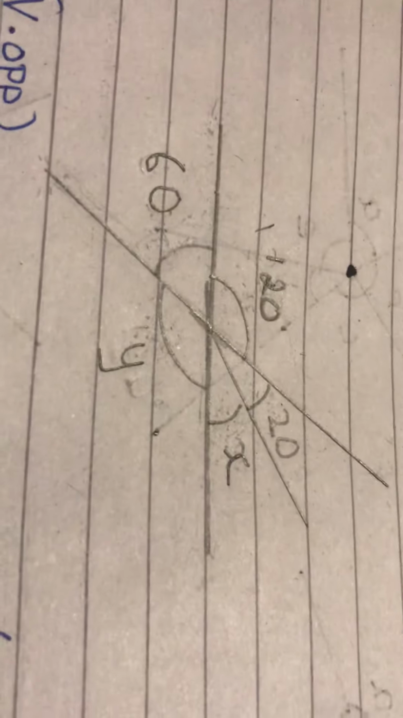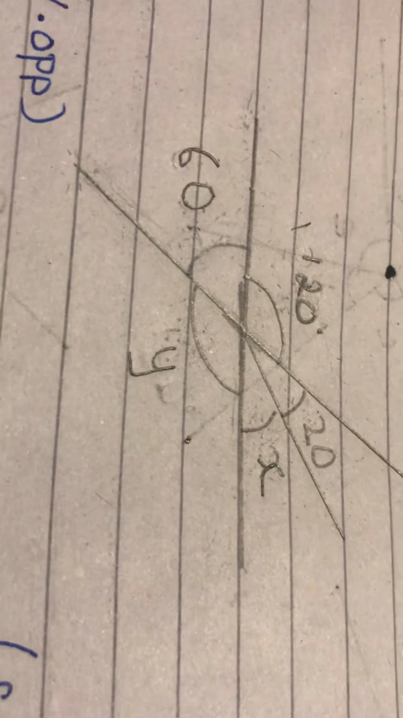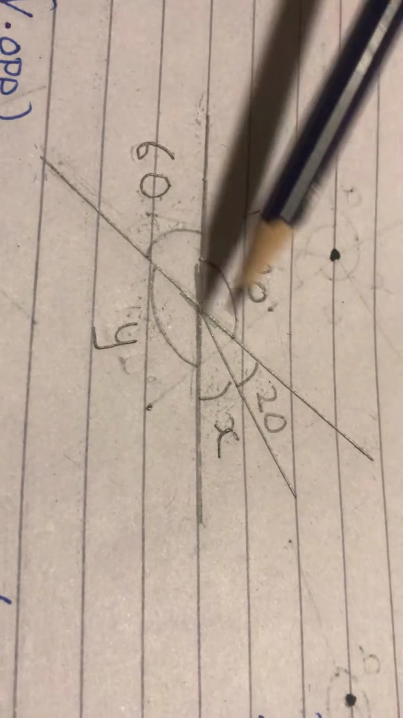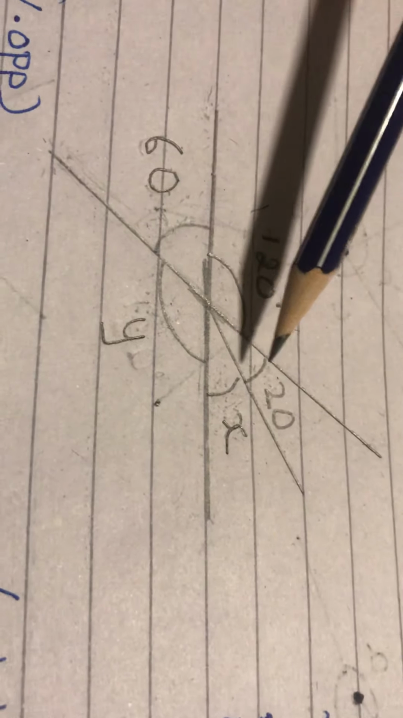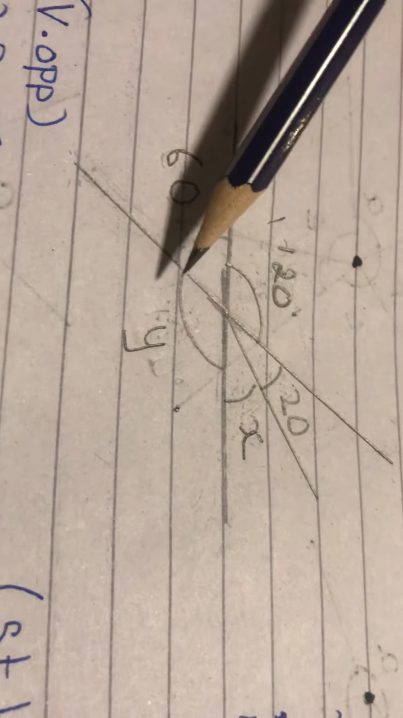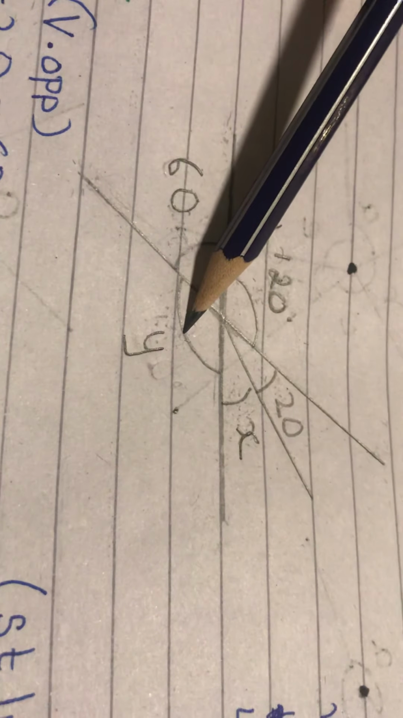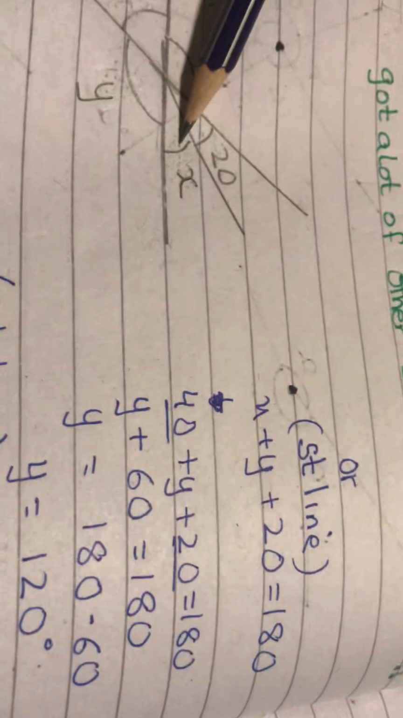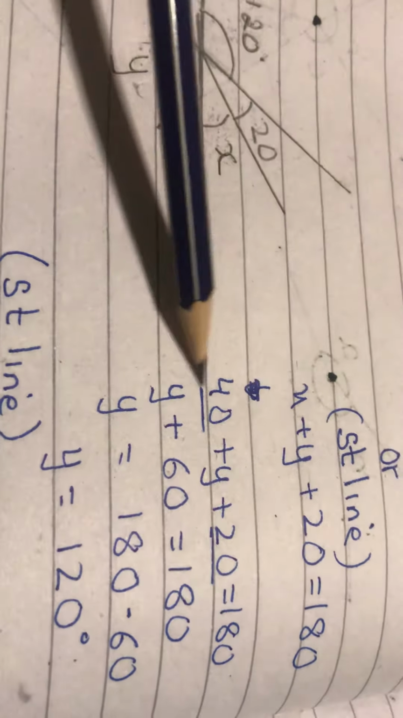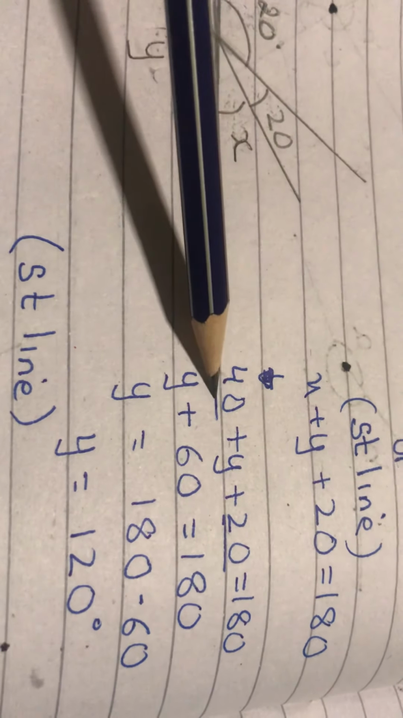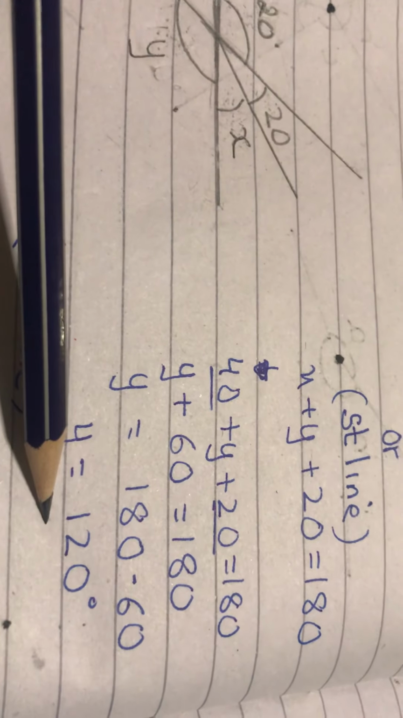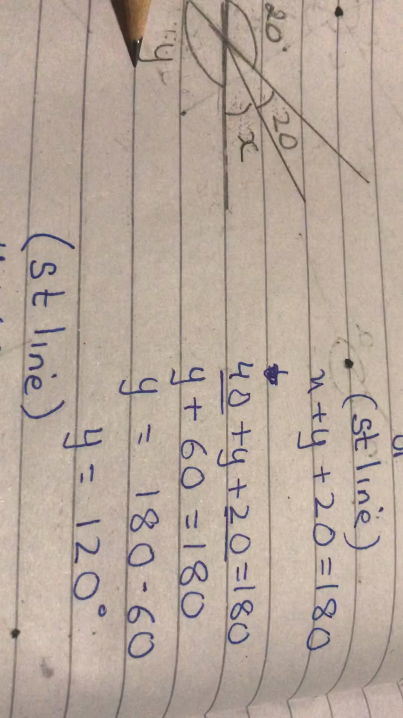Now let's see how we can find the value of y. Now this is a straight line which we were not able to use for angle x, right? But we can use it to find angle y, because 20 plus x plus y equals 180 degrees. Now we know what x is, right? So we can find out y by substituting. You add up these 2, get 60, take away from 180, and you get 120, right? So y equals 120.